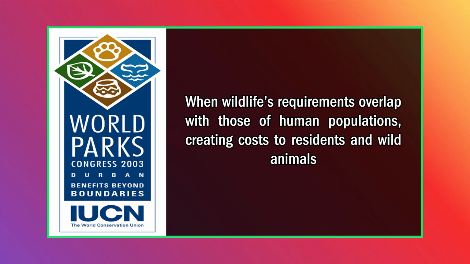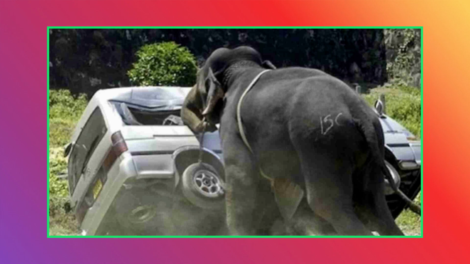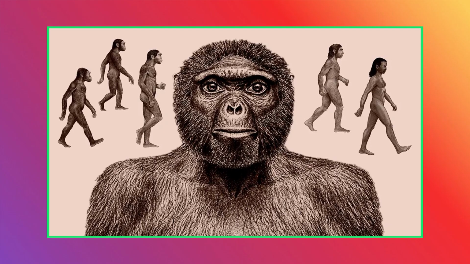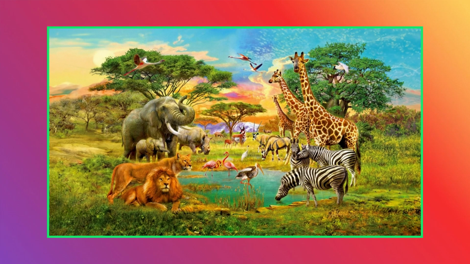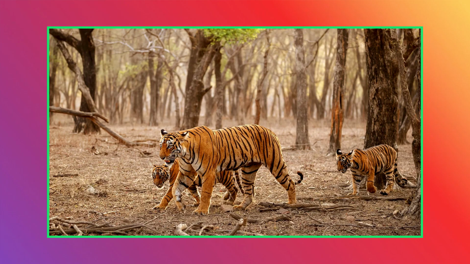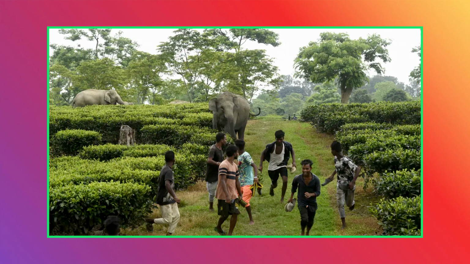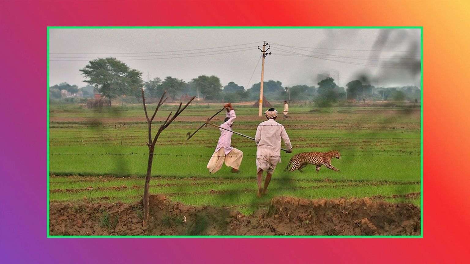of human populations, creating costs to residents and wild animals. The conflict between man and wildlife started with the evolution of man, but intensity increased due to the activities of modern man. Due to the lack of stable food and disruption of movement, wild animals came out of forest areas and attacked agricultural fields and humans, and in turn got killed by humans.